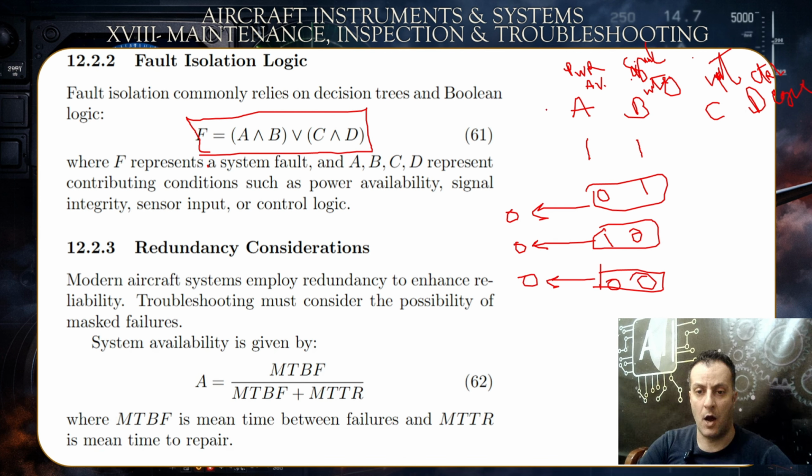Now for C and D, the same thing. Both of them need to be true for the result to be true. So C and D both should be 1 to give 1 as a passed test, as a result.